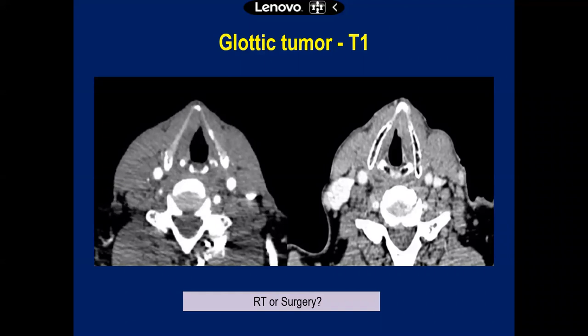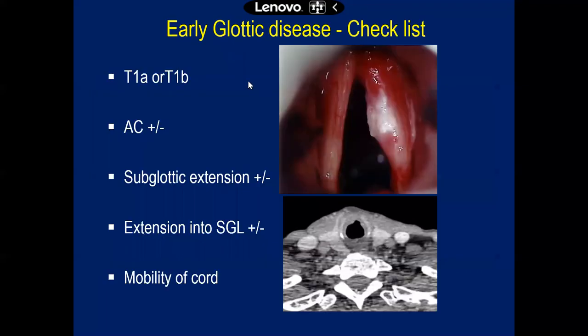If you have such a lesion, what makes you think whether this patient should undergo radiation or surgery? If the patient has anterior commissure involvement, posterior commissure involvement, subglottic extension, or impaired mobility, generally this patient will go for radiotherapy. If you have a mid-cord lesion with a fully mobile cord, then radiotherapy and laser treatment are both equally effective in terms of local control. Now, in the checklist for an early glottic tumor, T1b, you need to know whether anterior commissure or posterior commissure involvement is there.